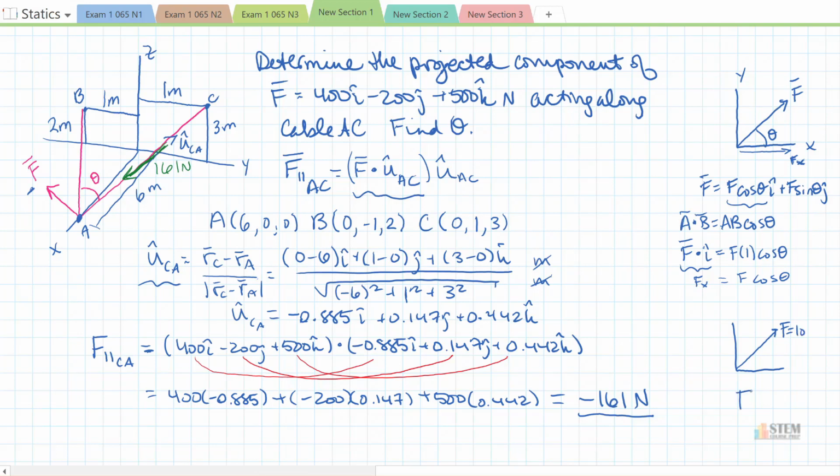Well, what we do then is to get the vector, we take that magnitude and multiply it by the unit vector of this line. It's the same thing we're going to do here. So I'm going to take this magnitude and multiply it by the unit vector of line AC, because that's the direction it's following. So let's put F, put the bar up there because this is going to be a vector now, parallel to AC, and it's going to be the negative 161 times the unit vector of AC.